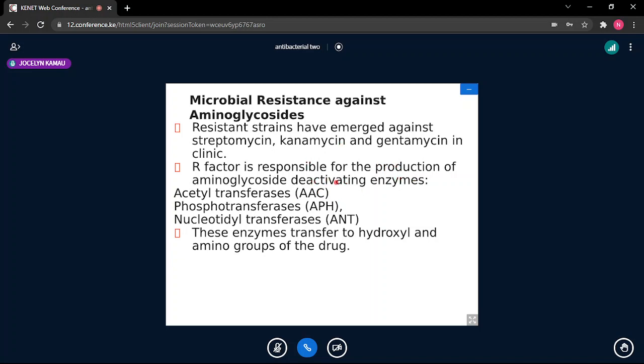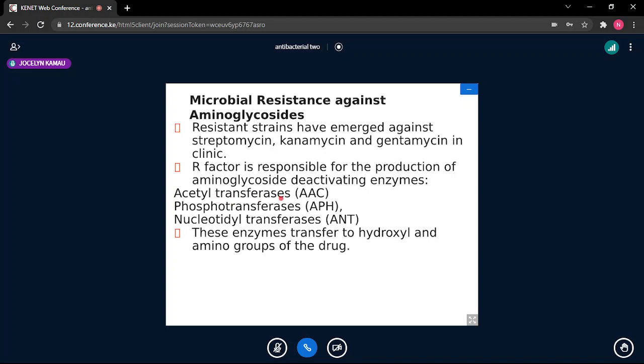Once the enzyme is produced, it changes a particular position of the drug, and therefore the drug cannot bind its receptor. As I have said, we have three main enzymes. We have the acetyltransferases, which will add an acetyl group. You have the phosphotransferases, which will do phosphorylation. You have the nucleotidyltransferases, which will add a nucleotide. These will add a nucleotide, this one will add a phosphate, and those will add an acetyl group.